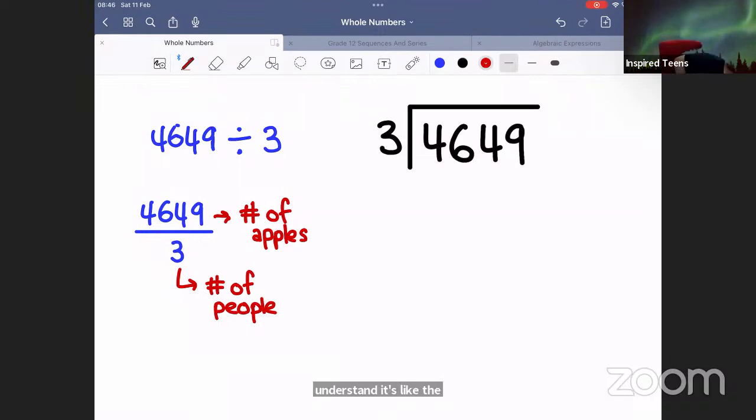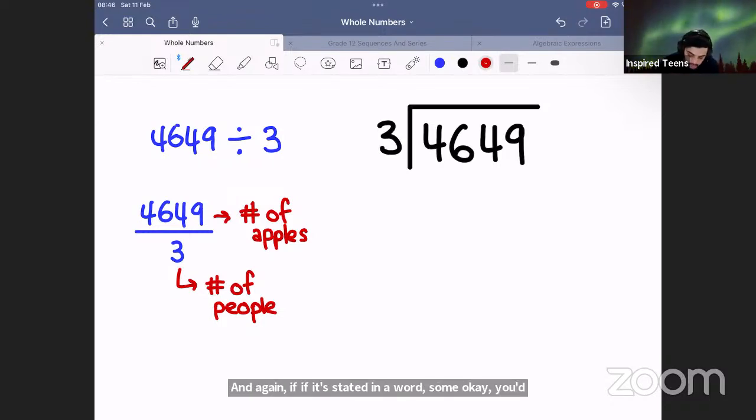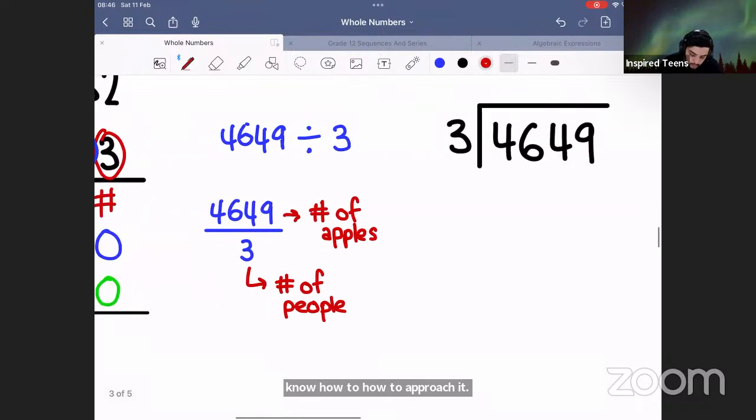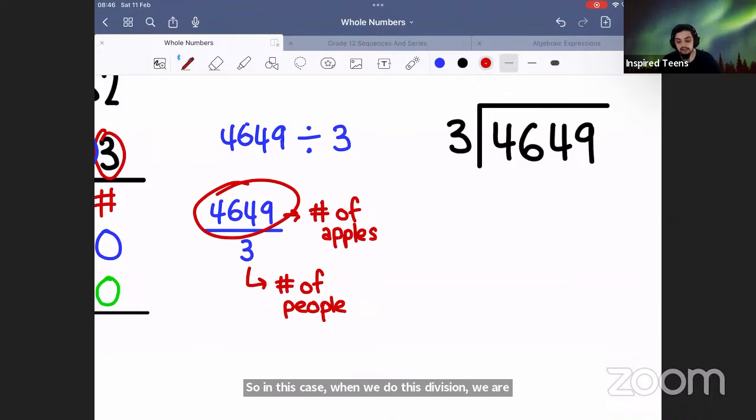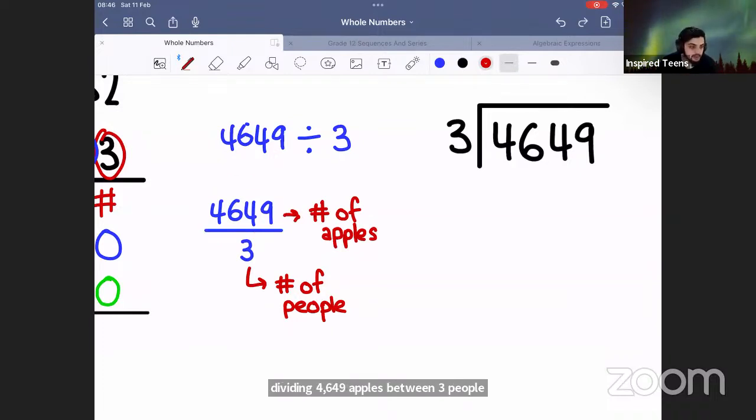And again, if it's stated in a word sum, you'd know how to approach it. So in this case, when we do this division, we are dividing 4,649 apples between 3 people. So you can imagine that each person is going to get quite a bit of apples.